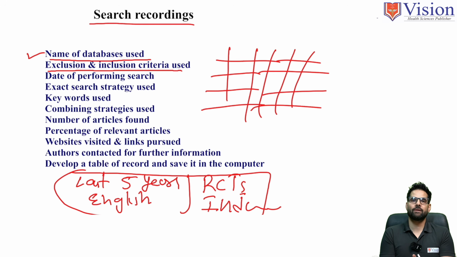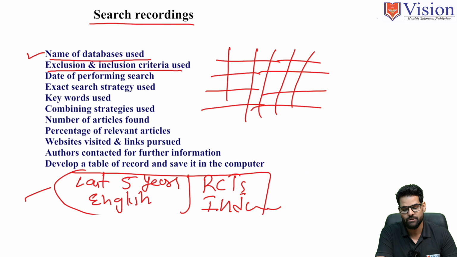Whenever you use such filters on these databases, please make sure that you make a record of that. The date of performing the search, what was that? The exact search strategy used, whether it was forward or backward, whatever. What were the keywords you used for that? Please note this down. Combination search strategies, for example, professionalism and nurse educator, all that.